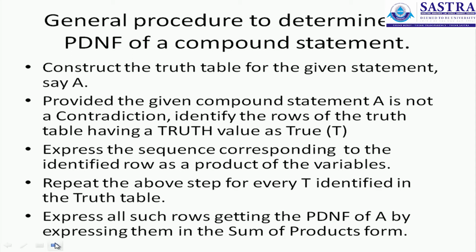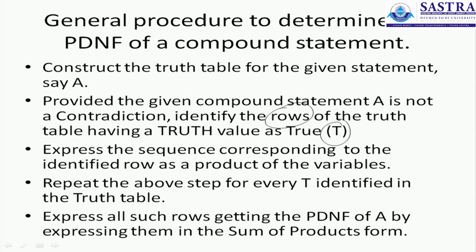Now assuming that the formula that you have taken up is not a contradiction, your step 2 says you will identify those rows of the table which have T, the true, as its truth value. We'll identify those rows first. So you know that if your compound statement has n variables, then your truth table will have 2 power n rows. You're supposed to examine each row and the output corresponding to each row. And we'll select only those rows which correspond to a true value.